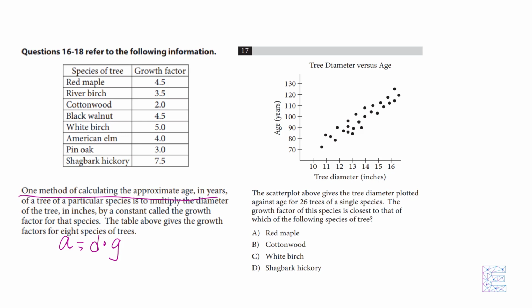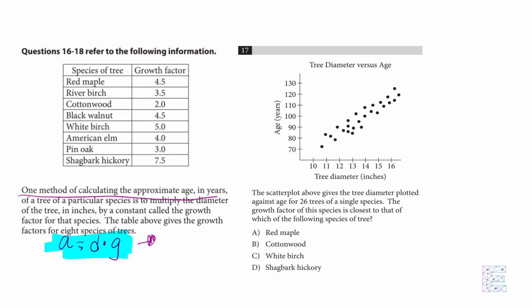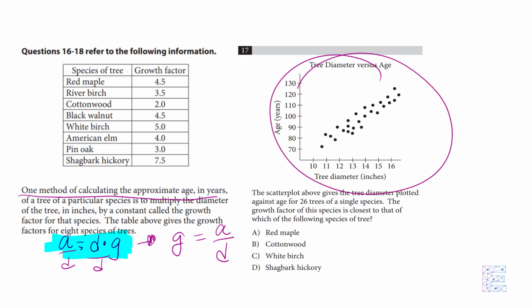And we already have a formula right here that says to find the age, you take the diameter times the growth factor. So we want to manipulate this equation to isolate g, so get g by itself. Let's divide each side by d. And that shows us that to find the growth factor, you simply take the age and divide by the diameter. So looking at the data given here, we can try this out.